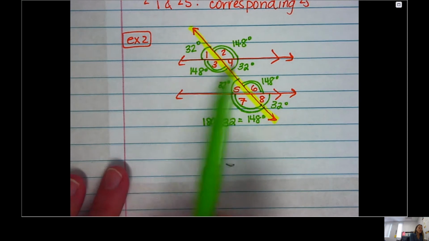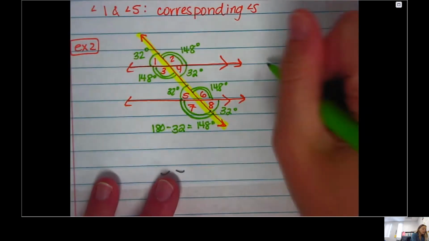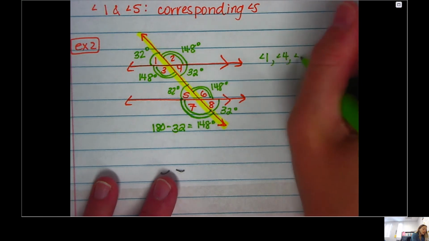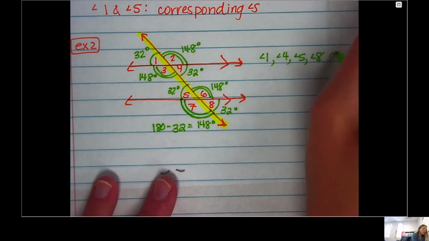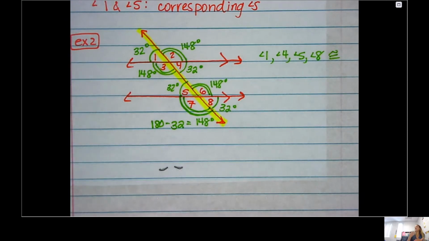Angle 1, 4, 5, and 8 are always going to be the same here. Maybe we write that down. Angle 1, angle 4, angle 5, and angle 8 are all congruent. What if they're not? They have to be if they're parallel. So parallel means whatever's happening at the top, the exact same thing's happening at the bottom. Okay. What other 4 angles have to be the same?